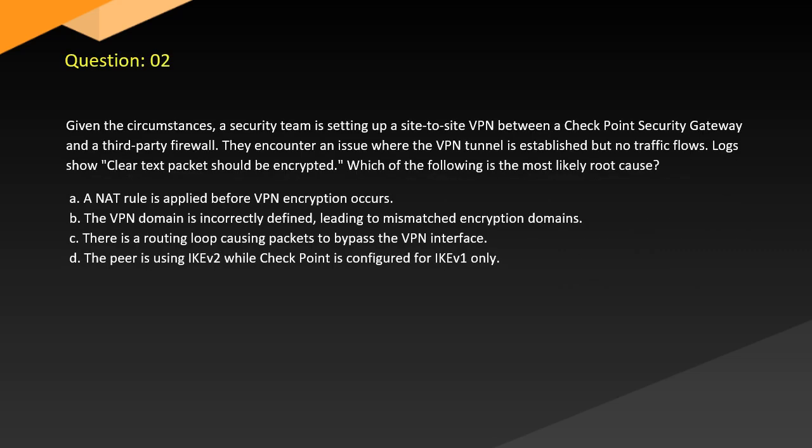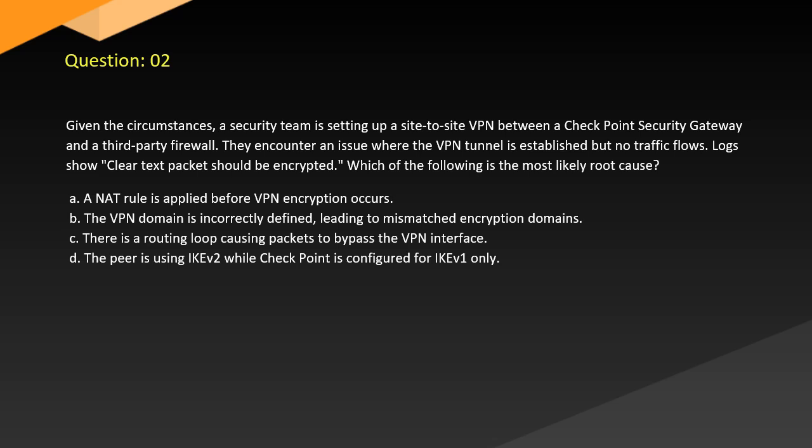Question 2. Given the circumstances, a security team is setting up a site-to-site VPN between a Check Point security gateway and a third-party firewall. They encounter an issue where the VPN tunnel is established but no traffic flows. Logs show clear text packets that should be encrypted. Which of the following is the most likely root cause?